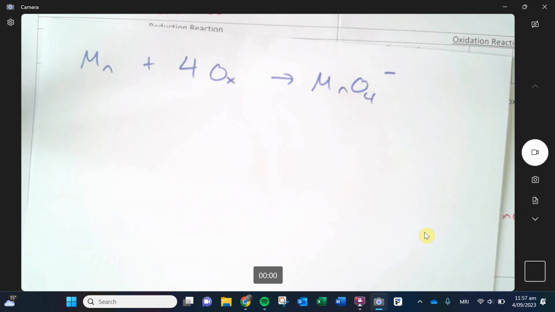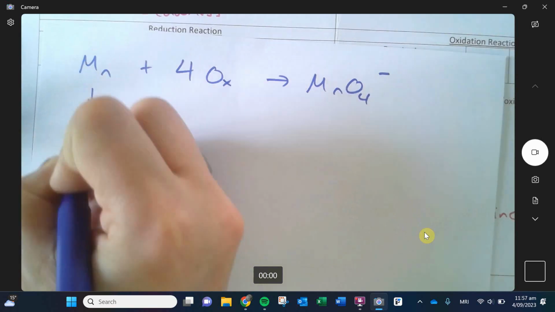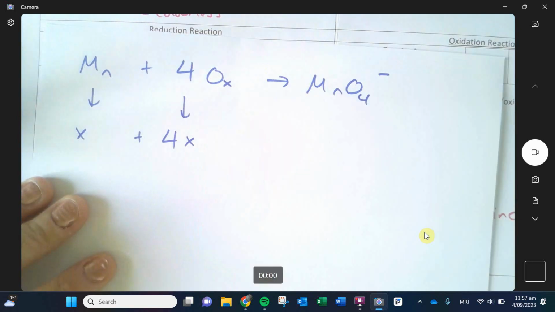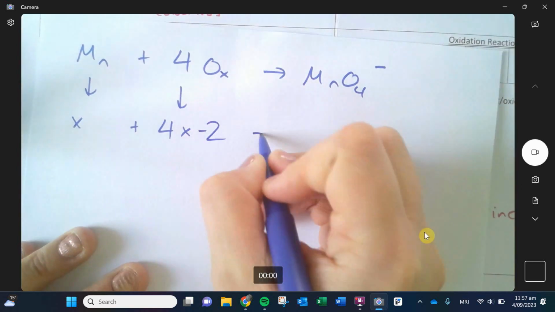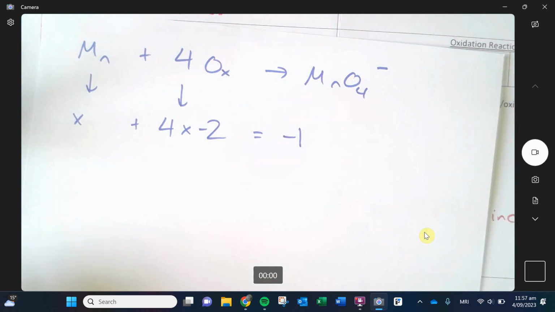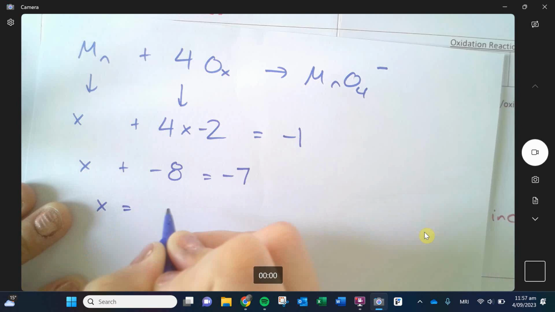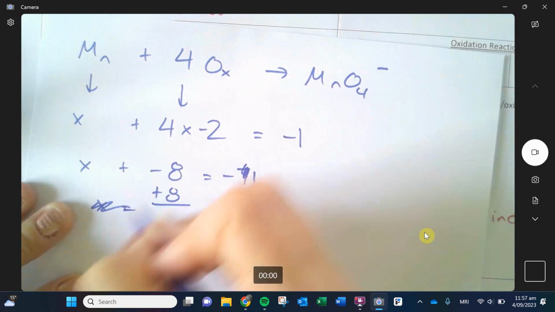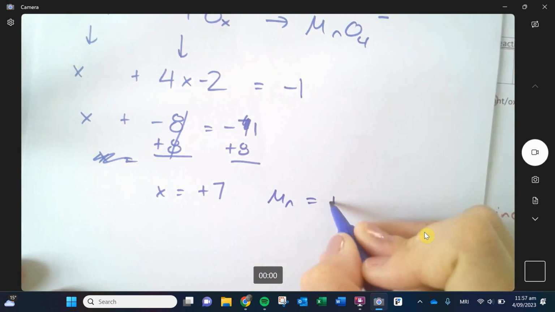When I start plugging in those oxidation numbers, I can actually solve for my unknown, which is my manganese. So we're going to change this guy to X. We're going to use the 4, and we're going to multiply it by the oxidation number of oxygen, which I found from this rule over here is -2. And we set it equal to the charge of this polyatomic ion, so we set it equal to -1. I then have X plus -8 equals -1. X equals, add 8 to each side. Sorry, -1. What am I doing? That cancels out. X equals +7. So Mn, in this case, equals positive 7.